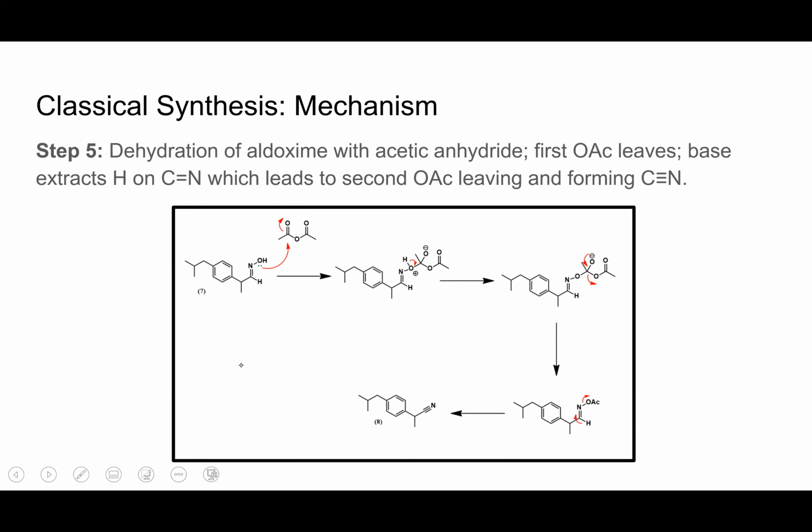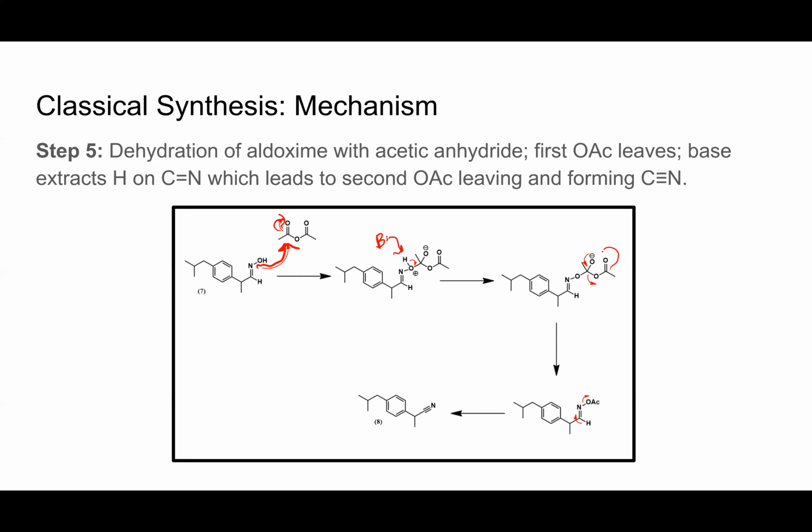The next step is the dehydration of the aldoxime, and it starts with the lone pairs on oxygen attacking the carbonyl center of the acetic anhydride, bumping the electrons onto the oxygen. And since we want to create a good leaving group for one OAc group to leave, we first start by a base abstracting the hydrogen and the bond collapsing onto the oxygen. Then the lone pair on the negative oxygen moves down, in turn kicking off the first OAc group.